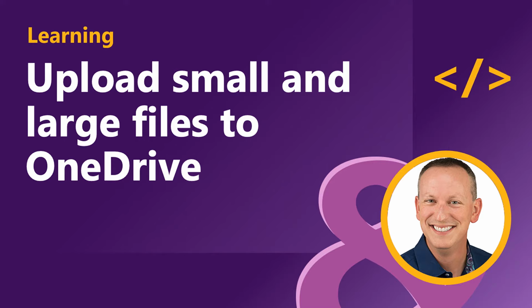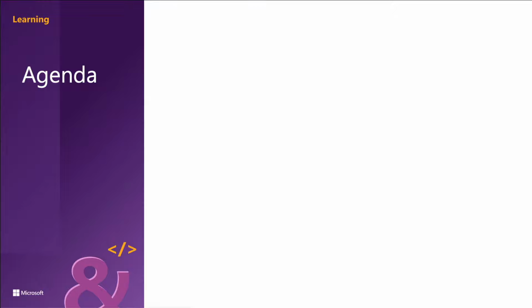In this section, you'll learn how to upload files to OneDrive using Microsoft Graph, including both small and large files. Microsoft Graph supports, through the REST API and multiple SDKs, the ability to upload files to OneDrive. There are two different ways that you can do this. You can do a simple upload. This is an API that supports uploading files to OneDrive of up to 4 megs in size.